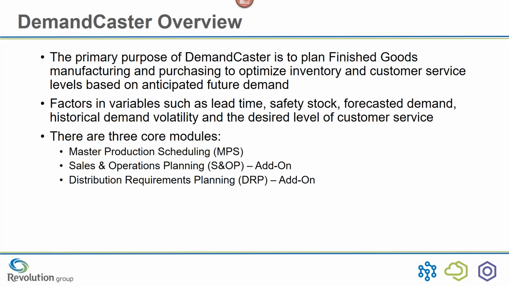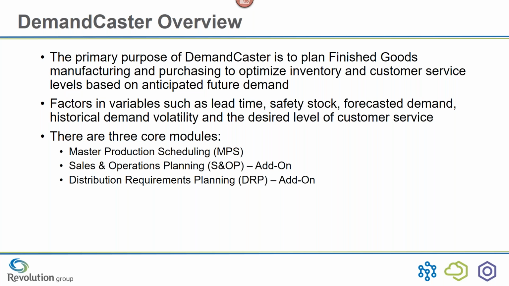So the primary purpose of DemandCaster is to plan finished goods at this point, so the manufacturing and purchasing, ideally to optimize your inventory, customer service levels, et cetera, based on anticipated future demand. It factors in a bunch of variables that are all either extracted from Plex or easy to set up, things such as lead time, safety stock, your forecasted demand, your historical demand volatility, and you can program in the desired level of customer service for each one of those.